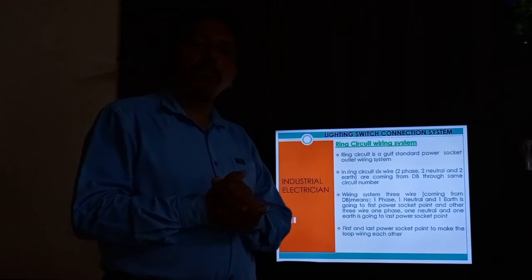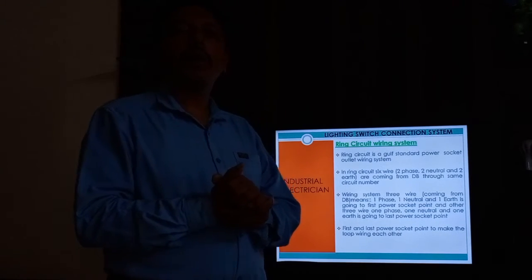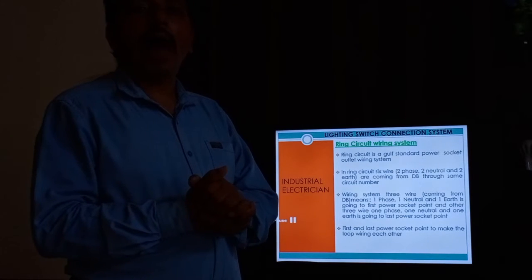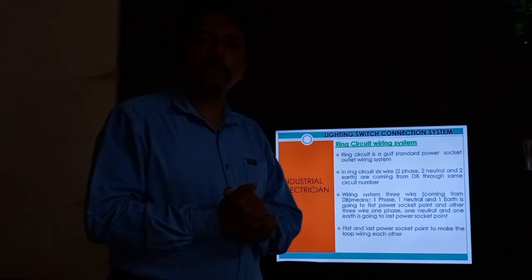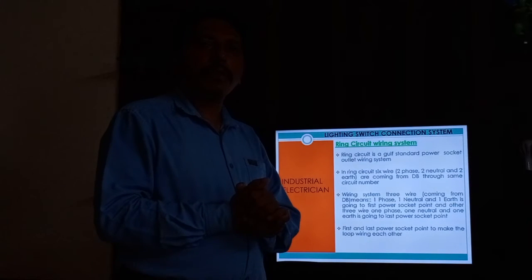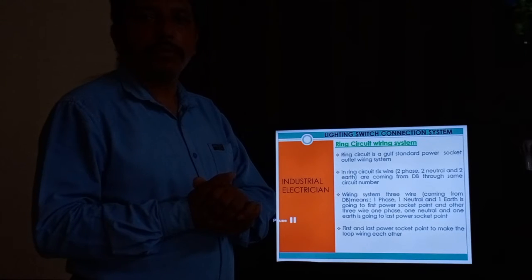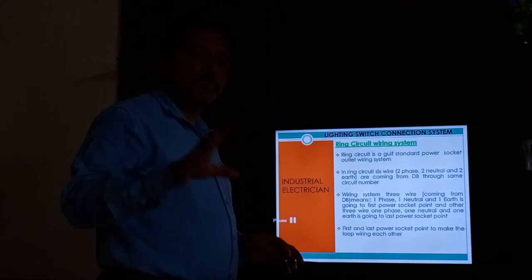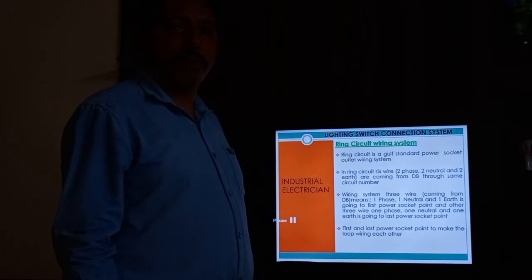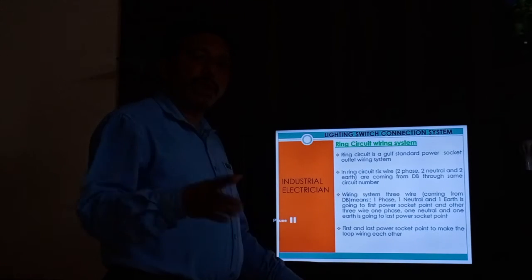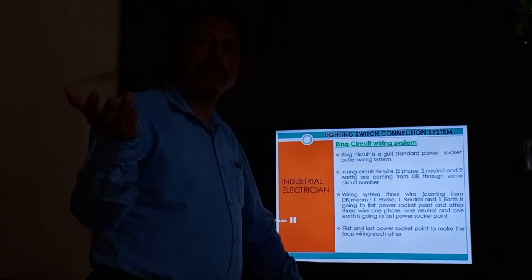And in the power socket, we can also use ELCB or RCCB breakers. ELCB is the earth leakage circuit breaker, and RCCB is the residual current circuit breaker. We can use these two types, not a normal MCB, miniature circuit breaker. Lighting we can use MCB, and AC we can use MCB.